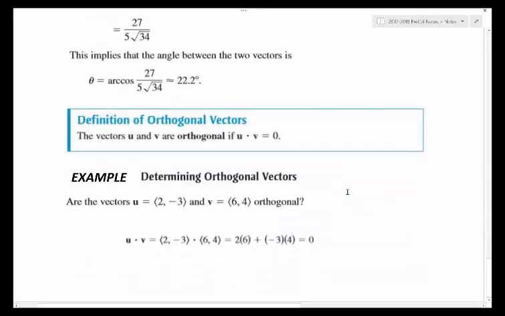The last definition we have is of orthogonal vectors. Orthogonal means two vectors are perpendicular, which is a 90-degree angle. So two vectors meet at a 90-degree angle, meaning that they're orthogonal, if and only if their dot product is 0. So in the example, are these two vectors orthogonal? I take their dot product, which will be 2 times 6 plus negative 3 times 4. 12 minus 12 is 0, so therefore they are orthogonal.